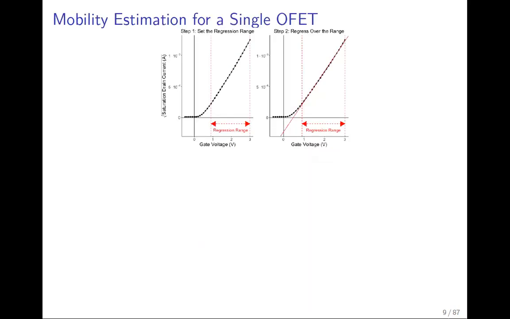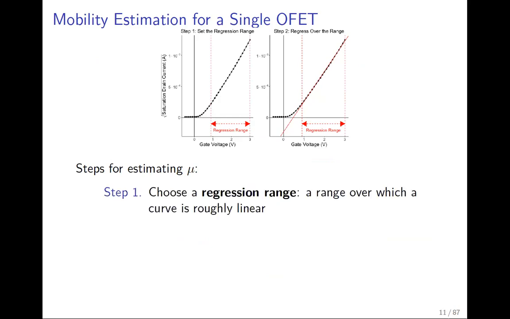Let me begin by reviewing how the mobility is estimated for a single OFET. Each panel of this plot displays a transfer characteristic curve that relates the square root of the saturation drain current to the gate voltage for an N-type OFET. Mobility estimation typically consists of three steps. In step 1, we choose a range of gate voltages over which the curve is roughly linear. We shall call this range the regression range. In the left panel, it lies between the two vertical red lines.